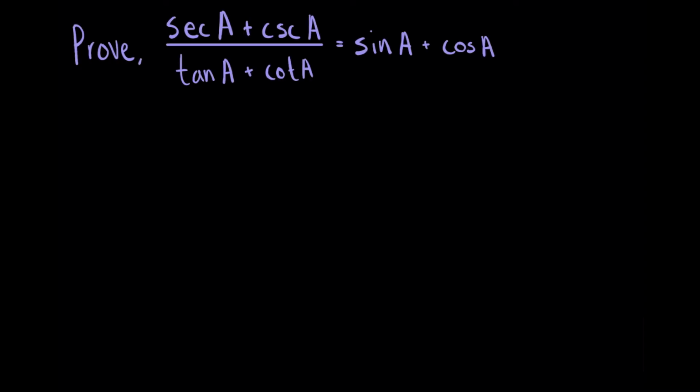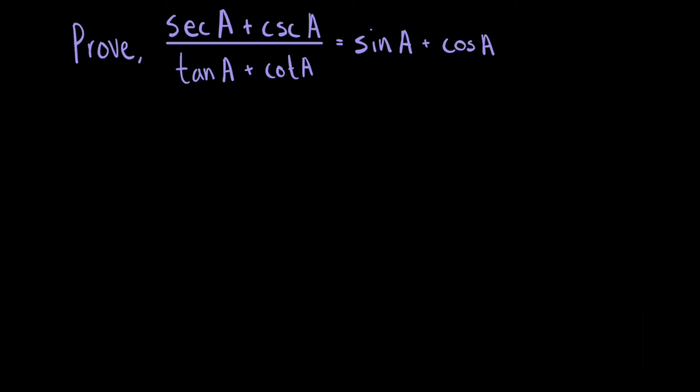In our first question, we're asked to prove that (secant A plus cosecant A) over (tangent A plus cotangent A) is equal to sine A plus cosine A. We see that in this question we have one side that's pretty simple, the right-hand side, and the left-hand side is slightly more complicated. Usually when we're faced with problems like this, the best way to solve them is to start with the complicated side, in this case the left-hand side, express everything in terms of sine and cosine, because sine and cosine is easy to work with, and then simplify it, and hopefully we can get to something that resembles the right-hand side. So let's see what we have to do then.